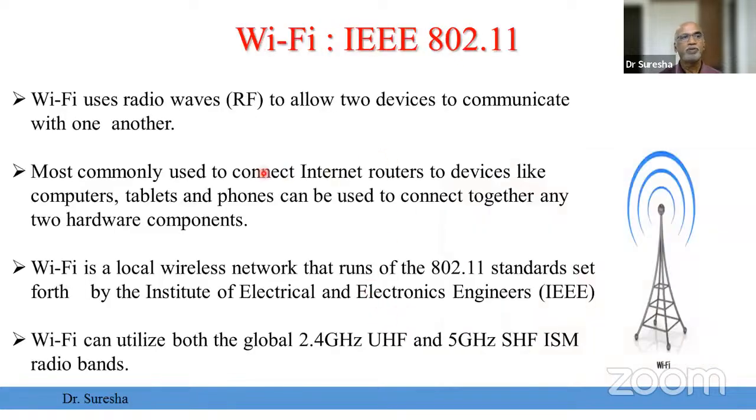Wi-Fi uses radio waves to allow two devices to communicate with one another. It is most commonly used to connect internet routers to devices such as computers and tablets. Wi-Fi is a local network. Wi-Fi can utilize both the global 2.4 GHz UHF and 5 GHz SHF ISM radio bands.